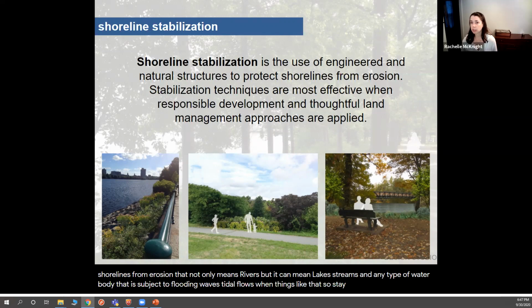So stabilization techniques have to not only be directed at the shoreline, but it's very important to ensure that you're also looking at the land management techniques around the shoreline. Sometimes even looking at a watershed scale, really getting a bird's eye view of what's happening adjacent to that shoreline to ensure that the stabilization techniques that are put in place are going to be effective, because everything around it is designed to ensure that you're decreasing the risk of flooding.